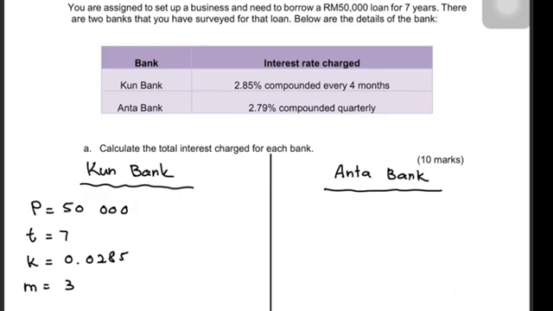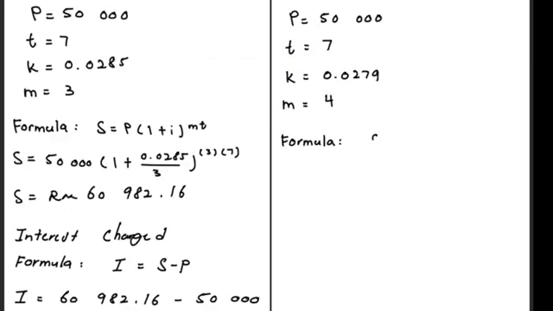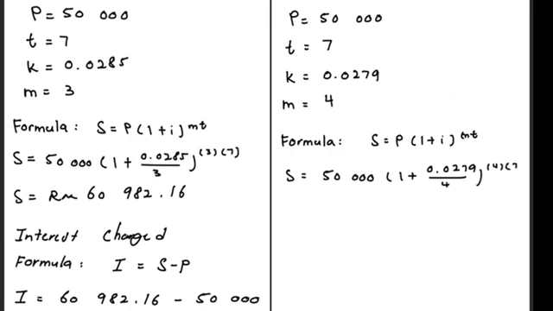Okay, so let's calculate for Anta Bank. It's the same thing. We have our information, which is P equals 50K, and the T is the same as well, 7 years, and the K is different since we have 0.0279 for the interest, and M, compounded quarterly, is 4. So the formula we'll be using is S equals P(1 + K/M)^(MT). Let's insert our information: S equals our P, 50,000, times (1 + 0.0279 over 4), where M is 4 and T is 7. So the total we'll be getting is 60,742 and 59 cents.